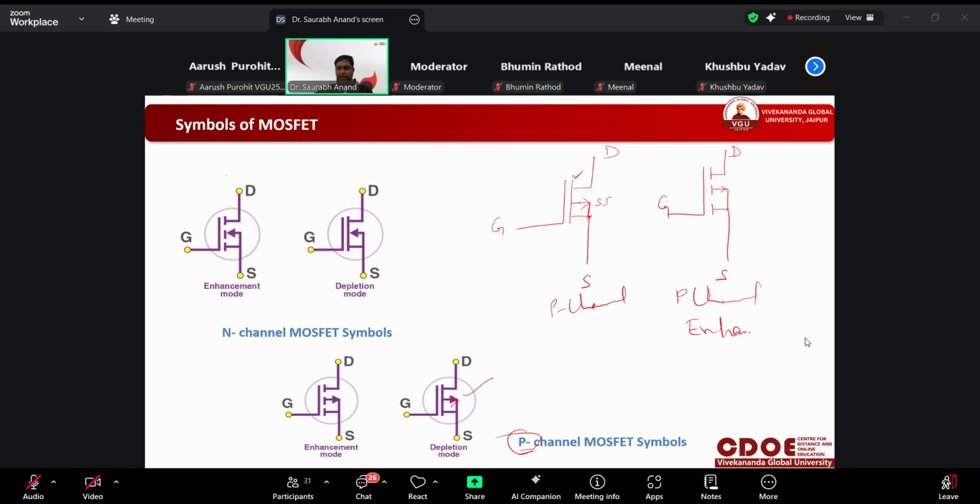enhancement type. Enhancement, why enhancement? Because we have to develop the channel. Channel is not there, but we will develop. So if it is completed, then it is depletion. If it is not connected, then it will be enhancement. Understood? So is there any need to remember the symbol? If we understand the structure and working, you can draw the symbols of both FETs and MOSFET very easily.